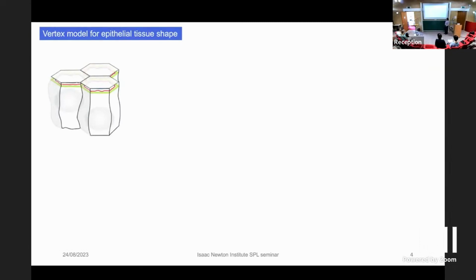Okay, so how do we model things like this? Well, the standard go-to model that I like to use is the vertex model. This is a very physicsy, cartoonish way of representing epithelial cells. In this particular case, these are columnar epithelia, so you can think of them as small prisms. And if you look at the top, there is something called tight junctions. That's essentially what prevents epithelia from leaking fluid.